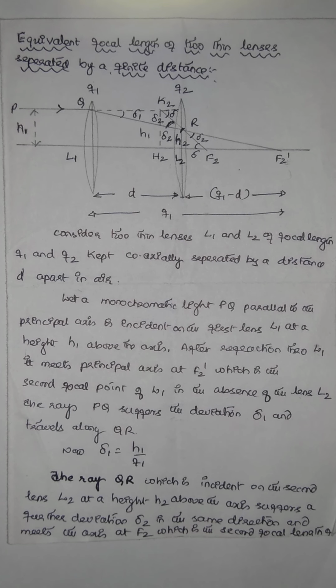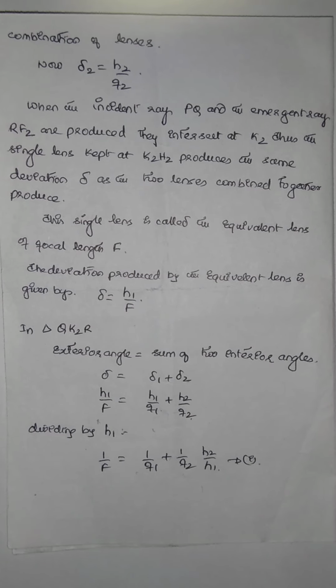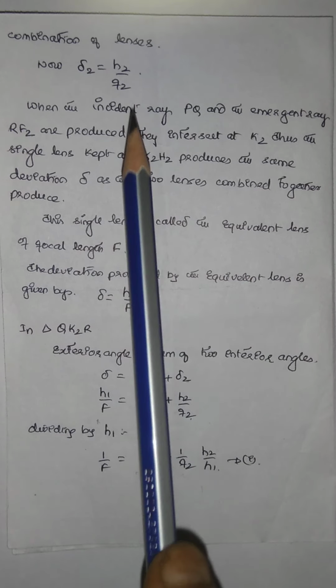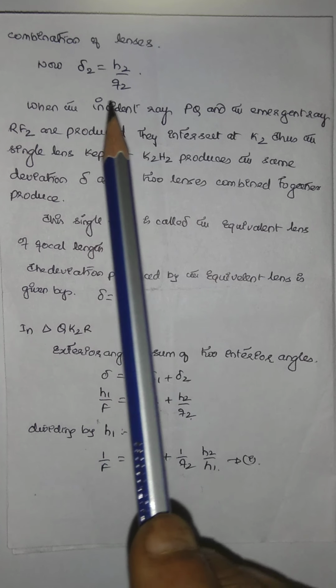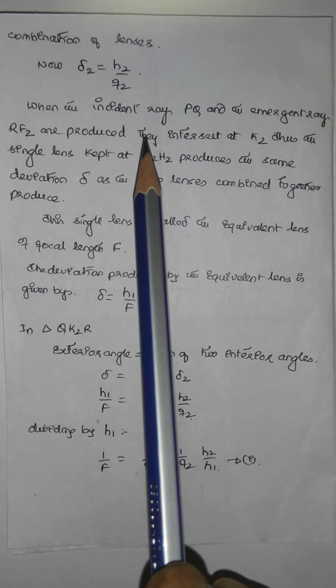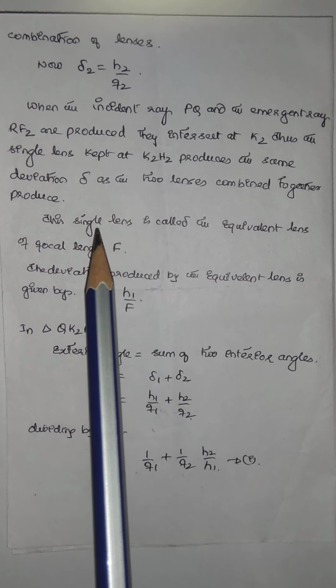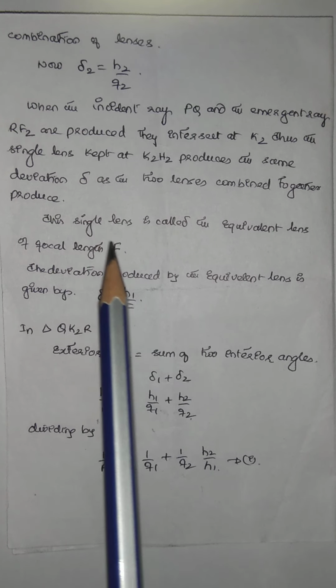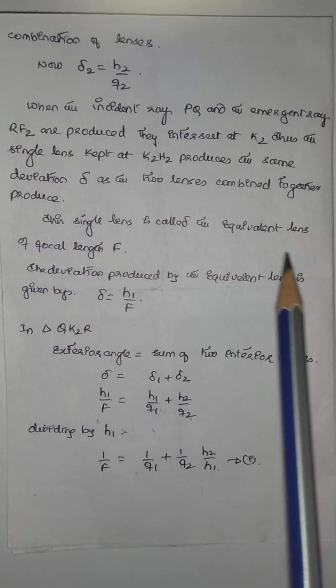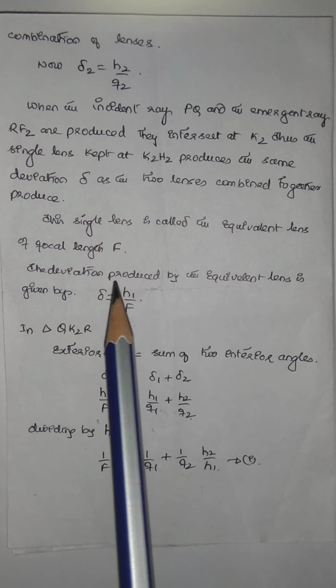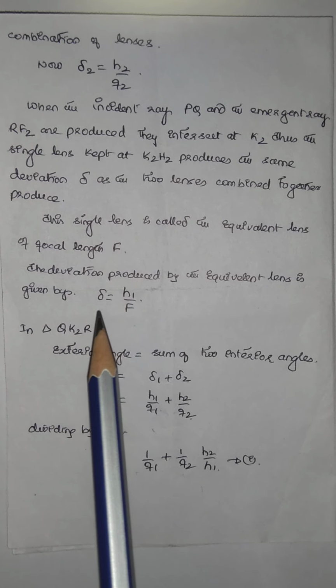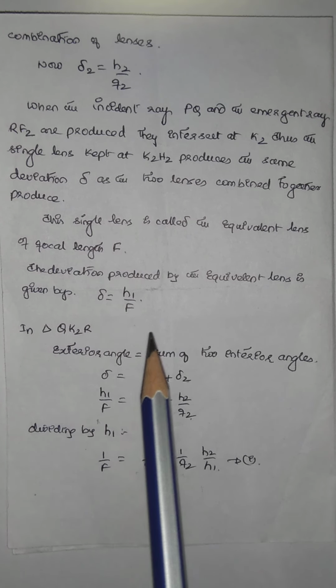That is, for the lens L1, delta 1 is given by h1 by f1. For the lens L2, the deviation is delta 2, that is equal to h2 by f2. That means whenever we replace at that point K2H2 a single lens, which is called the equivalent lens of focal length capital F, the deviation produced is delta, that is given by h1 by F.